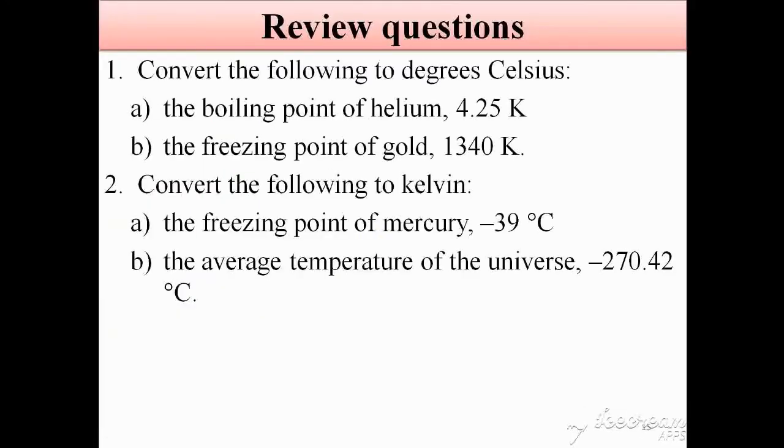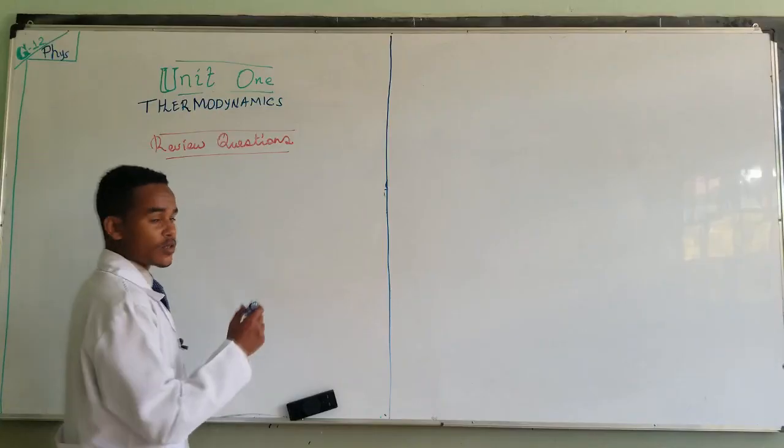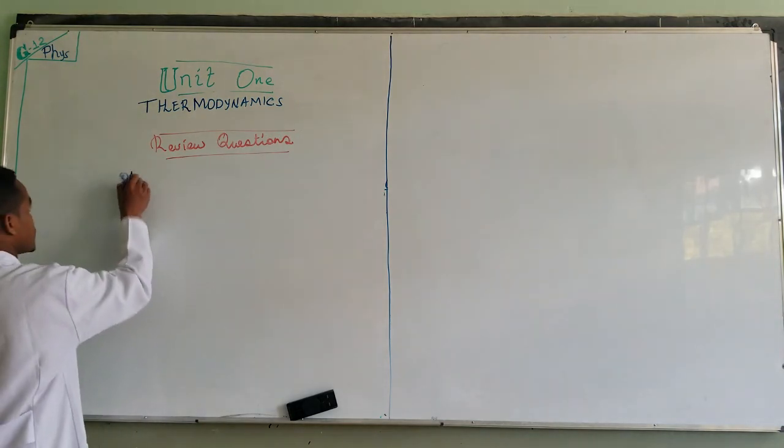Convert the following into degrees Celsius. A. The boiling point of helium is 4.25 Kelvin. Number 1. B. The freezing point of gold is 1340 kelvins. Let us solve the review questions.